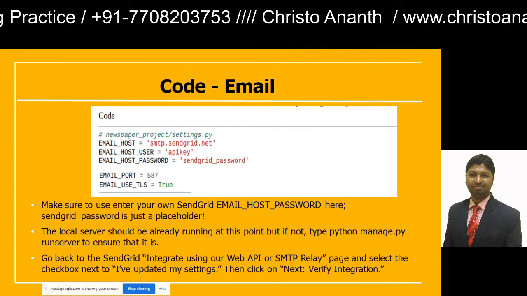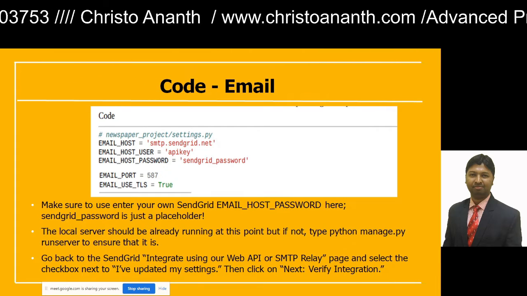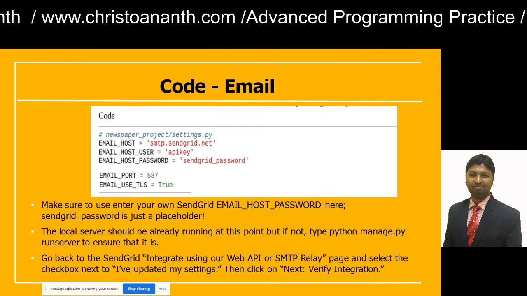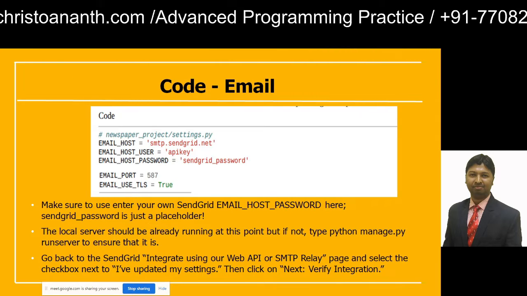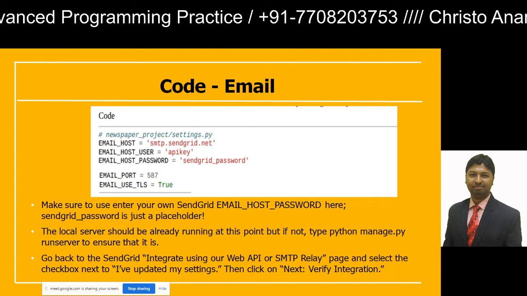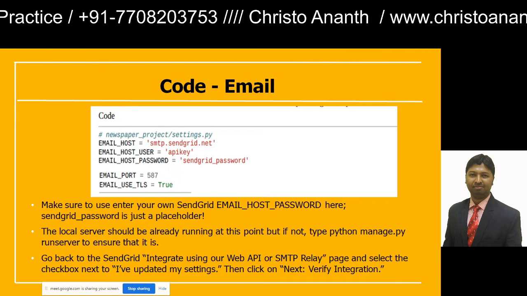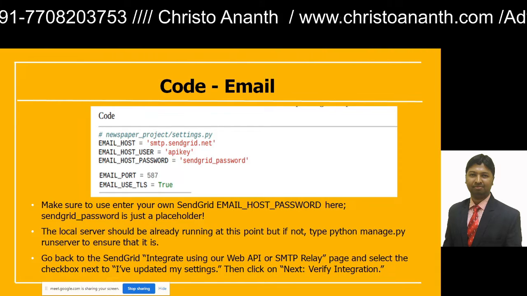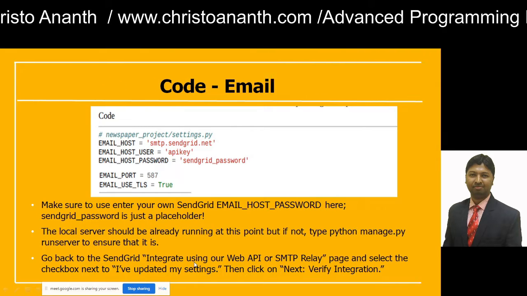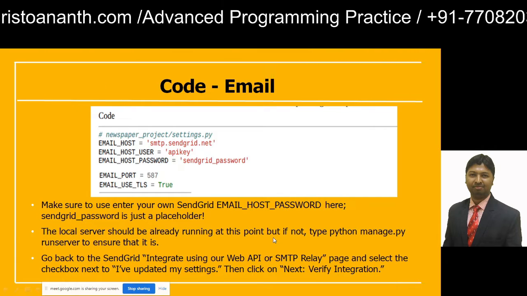The local server should already be running at this point, but if it is not running, type python manage.py runserver. Then you can go back to SendGrid, integrate using web API or SMTP relay, and click on the checkbox, I have updated my settings. Then you go with the next step, which is verify integration, after you integrate using either web API or SMTP.